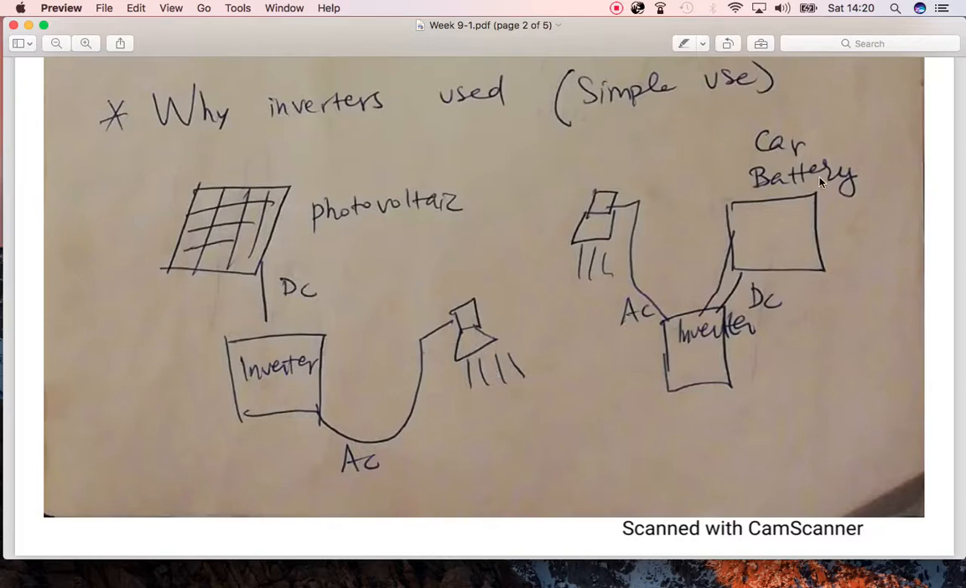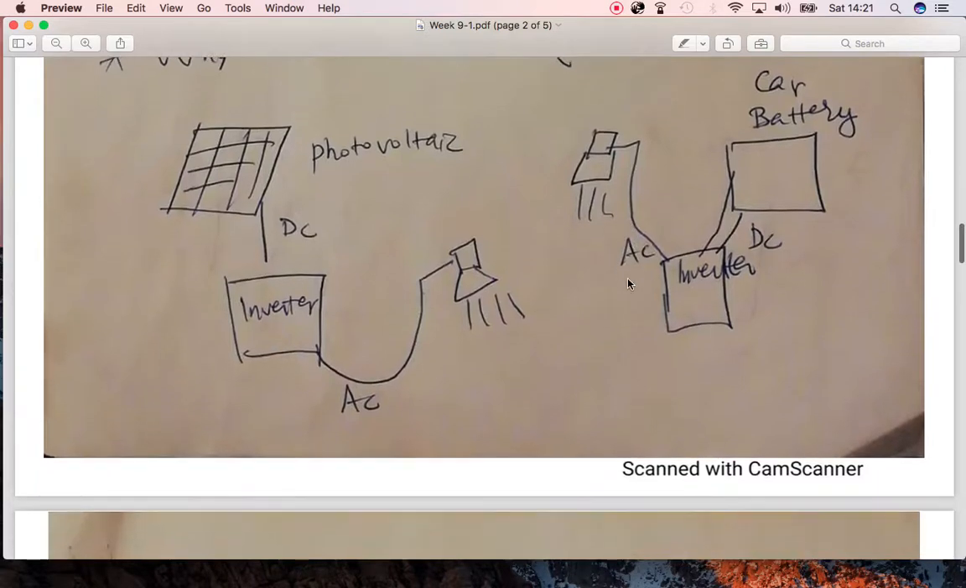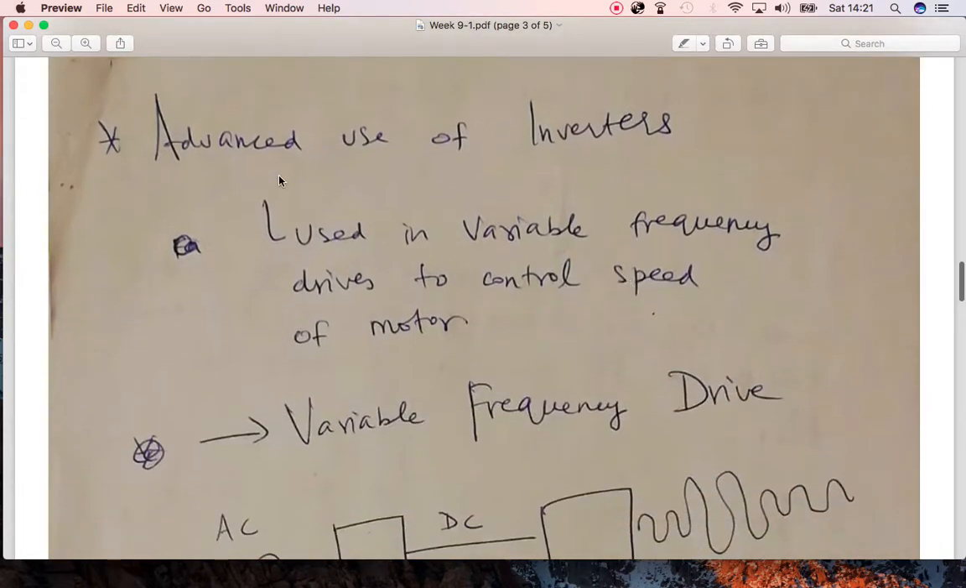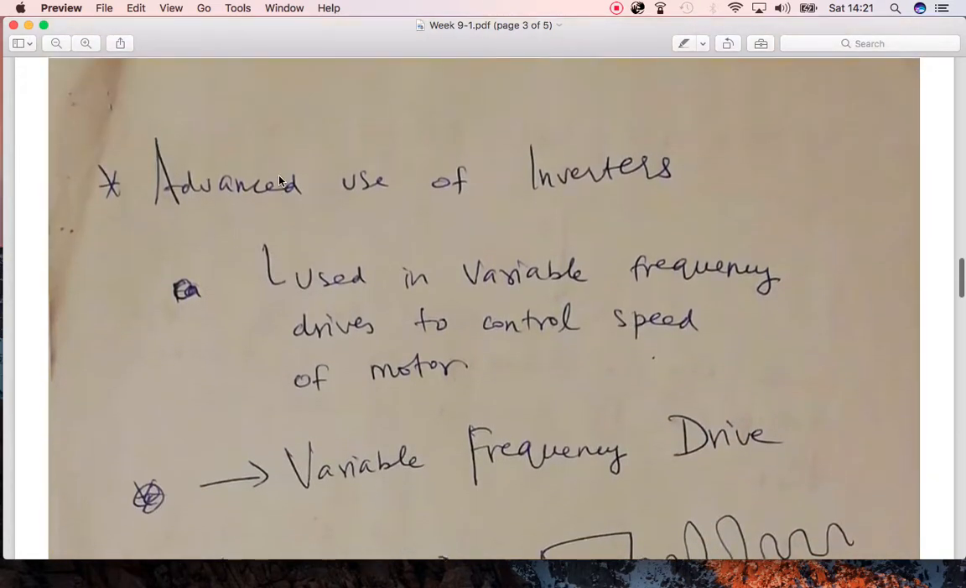We can also have a car battery, which is a storage device for DC power, and it can be connected with the inverter, which can transform that DC power into AC, which can be used by the lamp or the home appliance. So that was a simple example of inverters.